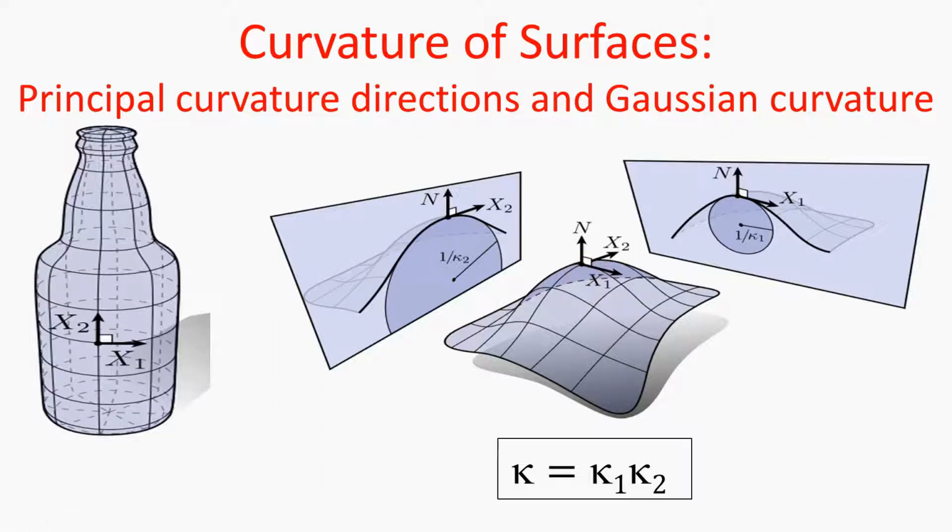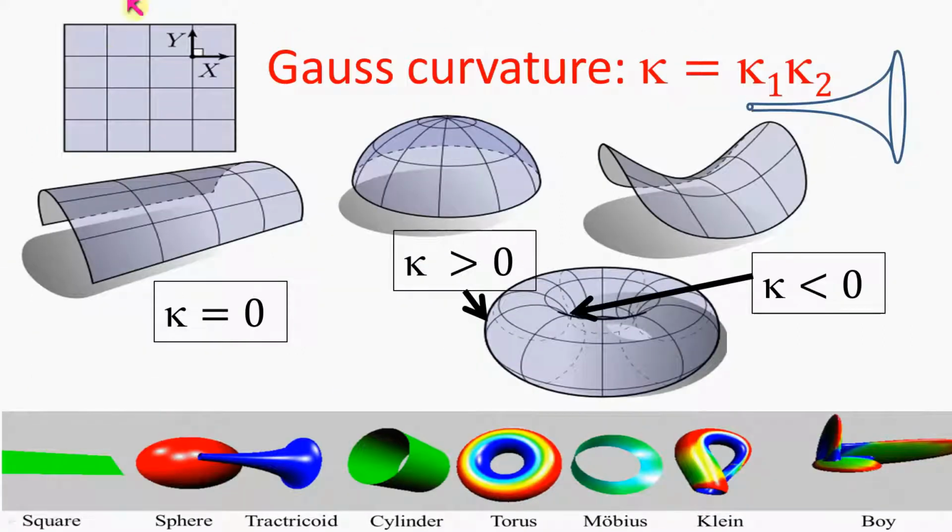If we go through all possible directions, we will realize that the curvature has a maximum and a minimum in two orthogonal directions. These two orthogonal directions with minimum and maximum curvatures are called principal curvature directions, and the corresponding curvatures are principal curvatures. Having these principal curvature values, we can define the Gaussian curvature of the surface as the product of the two curvatures. Let us take a few examples.